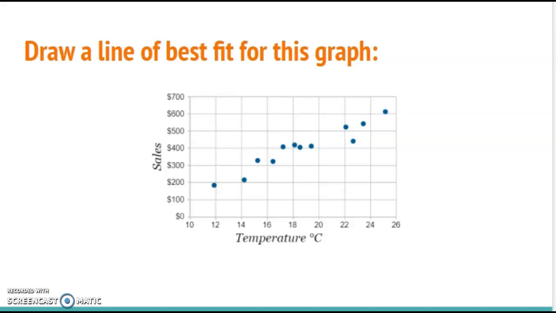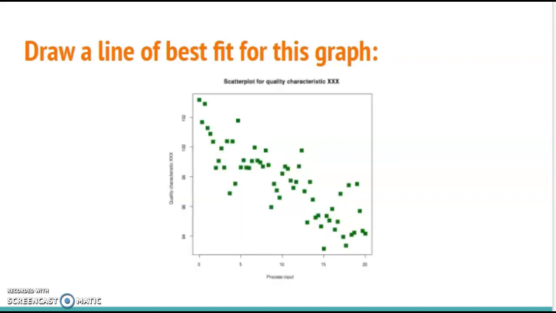Okay, last two line of best fit. I just want you to think about where would you put the line of best fit for this data? I would put it somewhere in here. I would actually maybe even move it going upwards somewhere in here probably. And last one, think about where you would draw your line of best fit. I would have it going downwards because the data is trending negative.